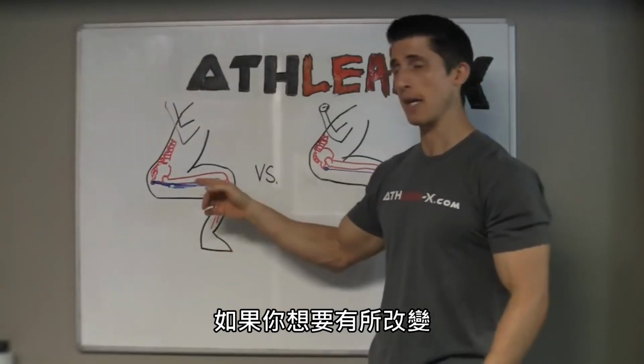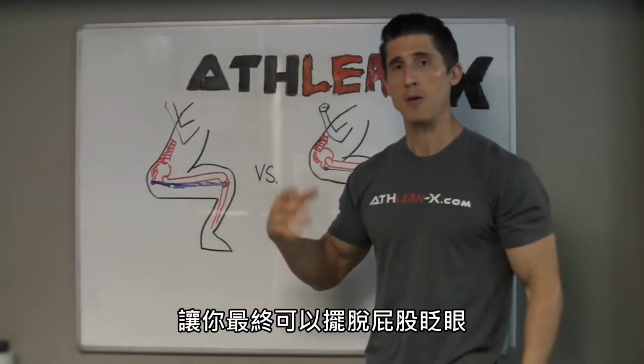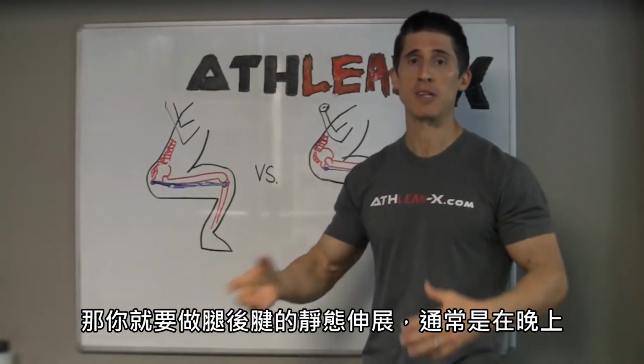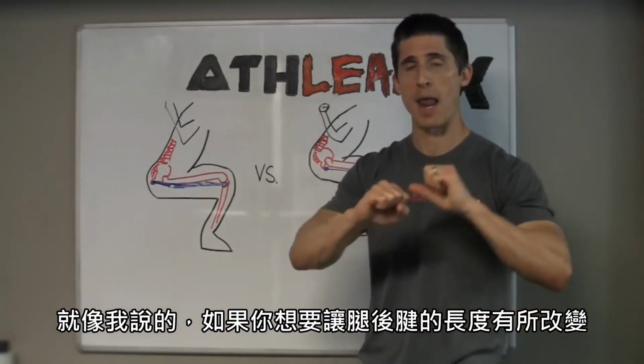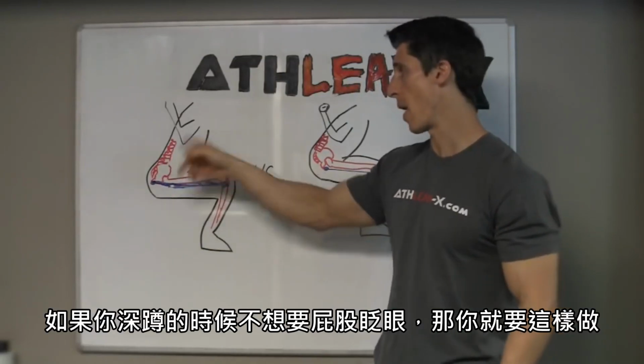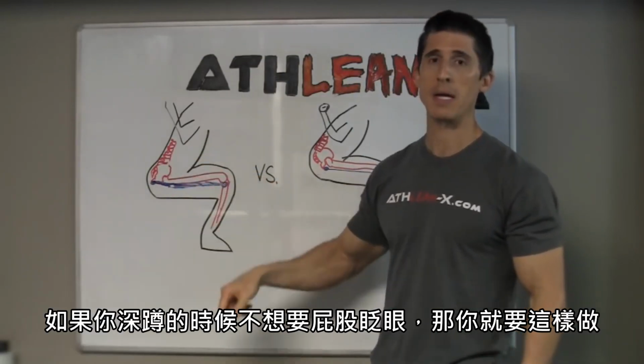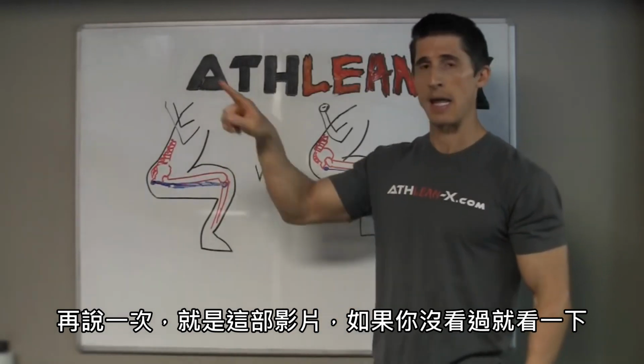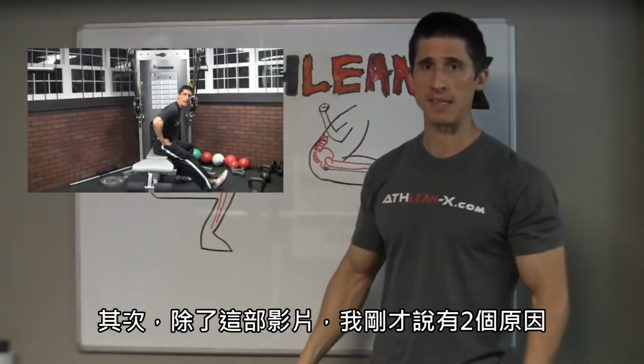If you want to make a change, if you want to eventually get rid of a butt wink, you've got to statically stretch your hamstrings, usually at night, like I say, before you go to bed if you want to have an impact on the length. But you got to do it out of an anterior tilt position if you want to have any impact on your ability to squat without winking. Again, here's the video. Watch it if you haven't seen it.